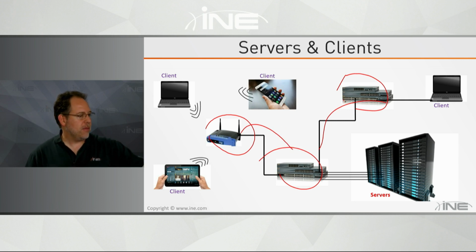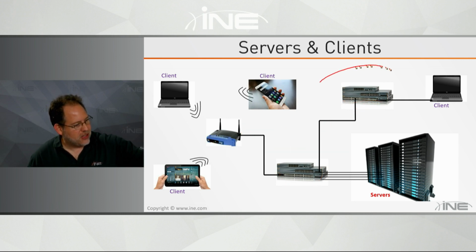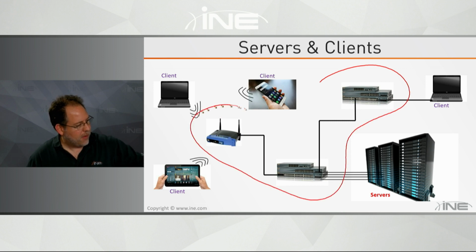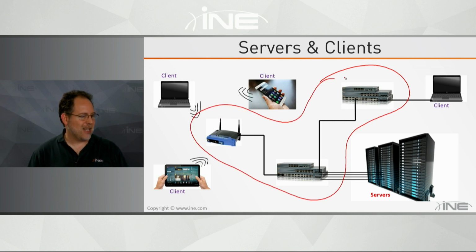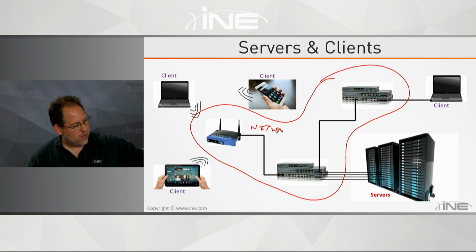So another term, when we take a look at this stuff right here, so this is the network, right? This is allowing us to get from the client to the server. Another term that you'll see to describe all these things, the cabling and then the network devices that are attached to it, is called the network infrastructure.